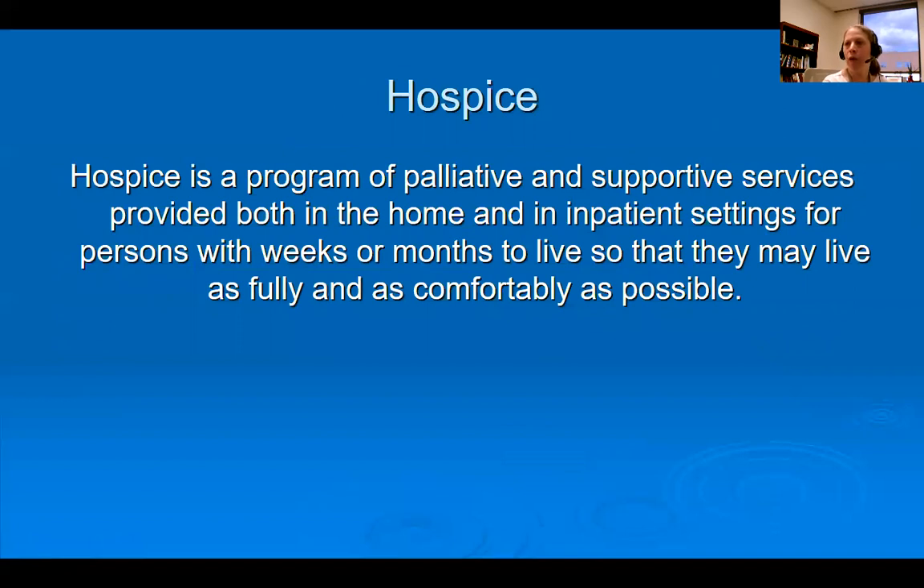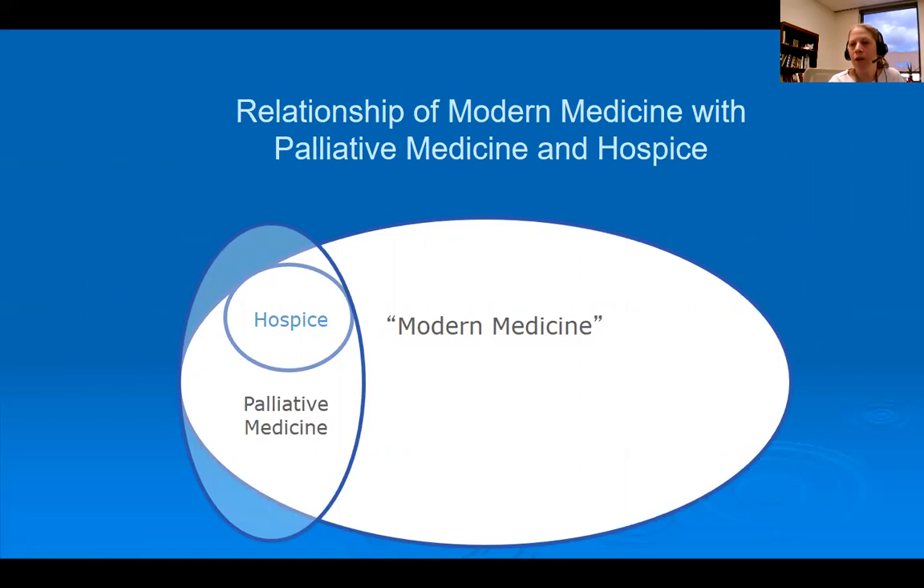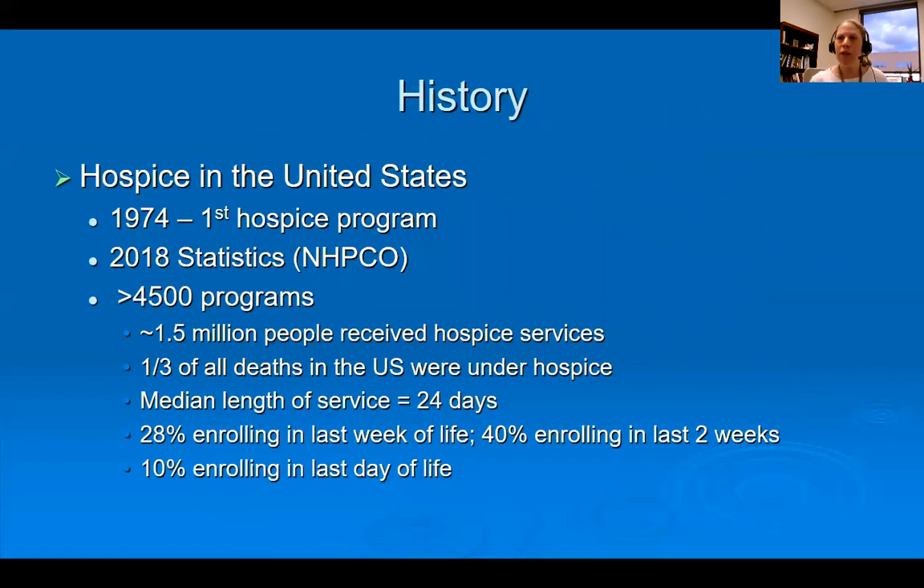So hospice is a program of palliative and supportive services provided both in the home and in inpatient settings for patients with weeks or months to live, so they may live as fully and comfortably as possible. Again, we are really talking about hospice care when the physician thinks the patient has less than 6 months to live. This is another model just to show you where hospice fits in modern medicine. And here's palliative medicine. So you can see that all of hospice is palliative, not all palliative is necessarily hospice, if that makes sense.